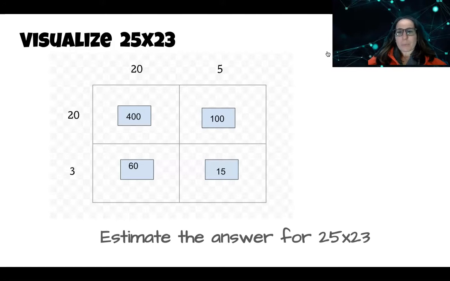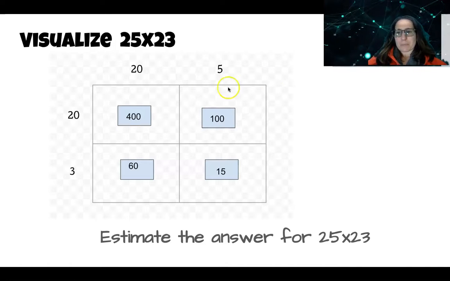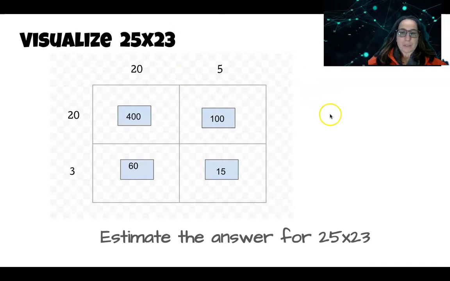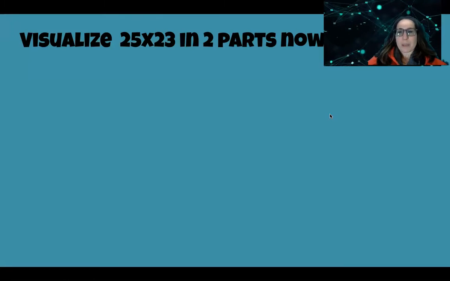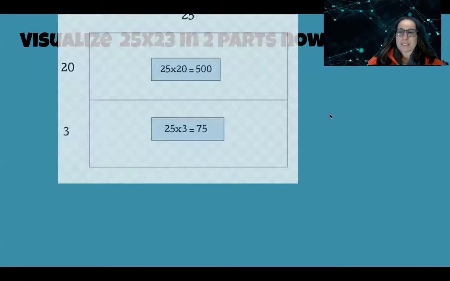We are looking at a 4-part area model with obviously the 4 parts of 20 times 20, and 20 times 5, and 20 times 3, and 5 times 3. And when we take those 4 pieces, we would add them up and we'd get the product. But let's look at this today in terms of 2 parts, because this 4-part area model isn't necessarily always the most efficient way. So we're going to visualize 25 times 23 in only 2 parts.